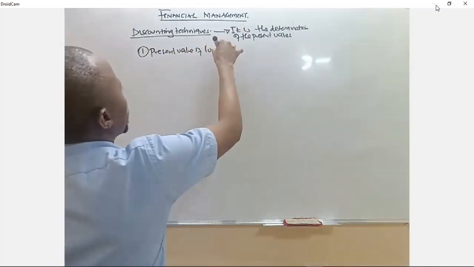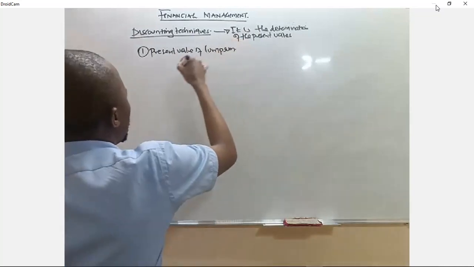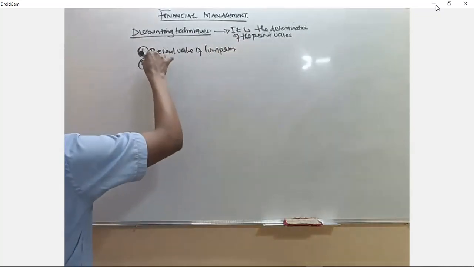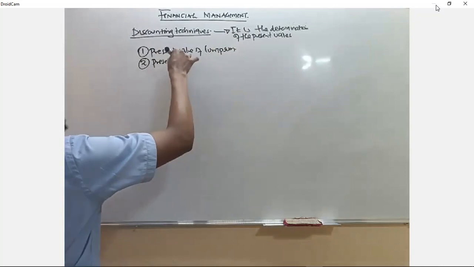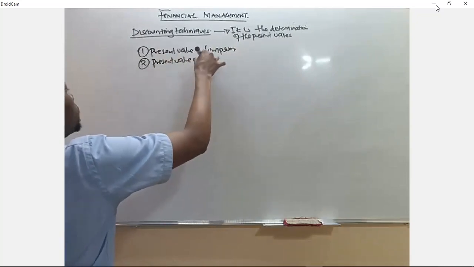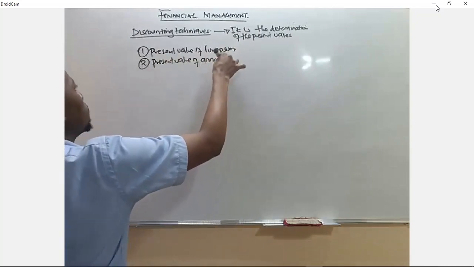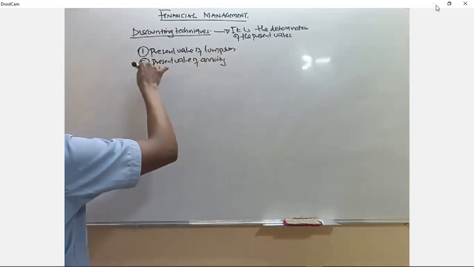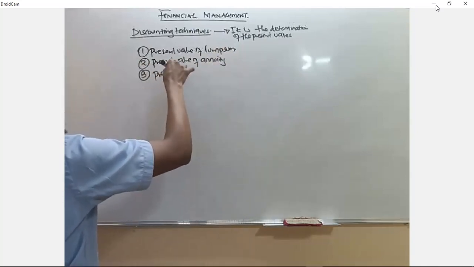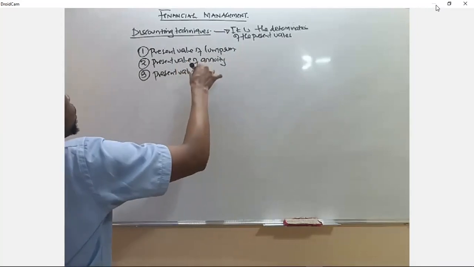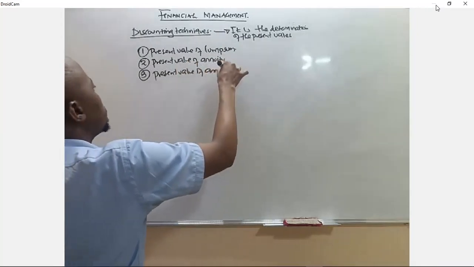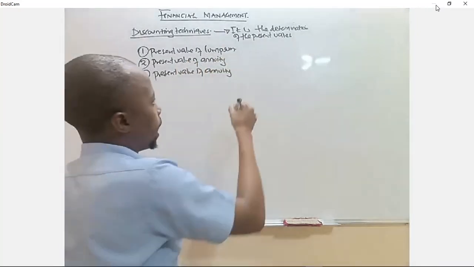Here you should be very careful, the exam has started. Number two, we are discussing the present value of annuity. Then number three, we discuss the present value of annuity to infinity.